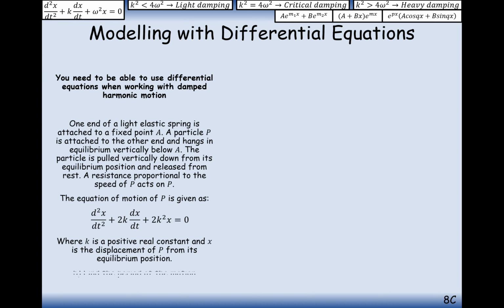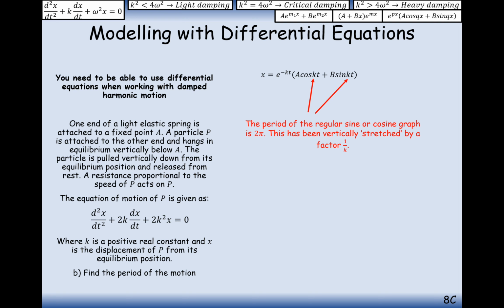Moving on to part b then, find the period of the motion. The period of the motion is always 2 pi divided by omega. Omega here is k, so it's going to be 2 pi over k seconds.